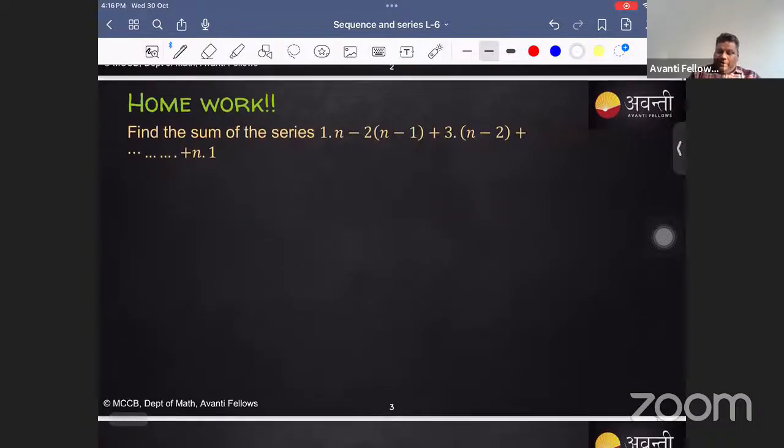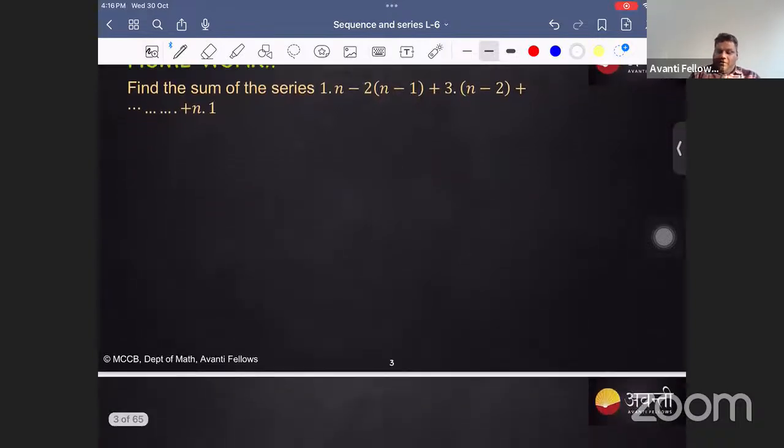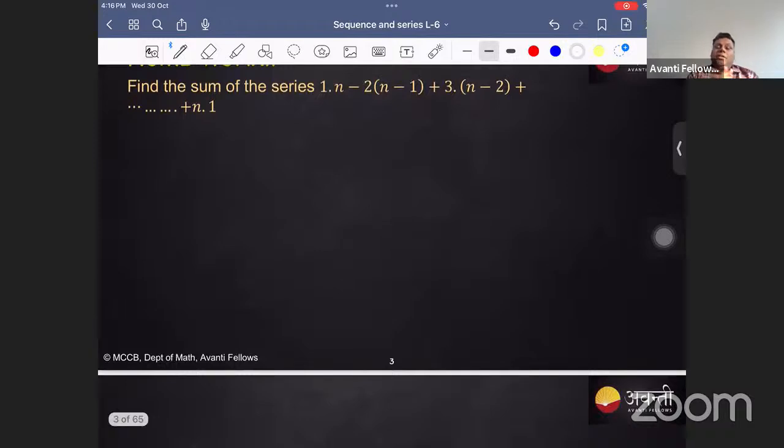Now see, there is a simple question and I thought of giving you homework in the previous class but I did not. Find the sum of the series 1 into n minus 2 into n minus 1 plus 3 into n minus 2 and so on and so forth. Got it?